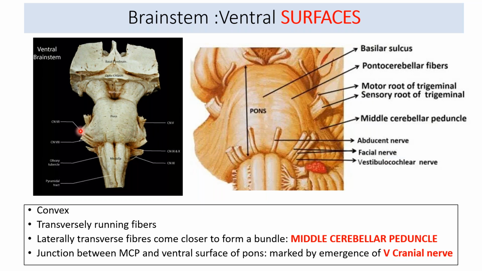The junction between the middle cerebellar peduncle and the ventral aspect of the pons is marked by the emergence of the 5th cranial nerve, that is the trigeminal nerve. You must have seen yesterday during the demonstration that it was emerging exactly at this point where the ventral surface of the pons and the middle cerebellar peduncle are situated. And at the pontomedullary junction, these are the cranial nerves in relation, but their nuclei, remember, will be present at the level of the pons.